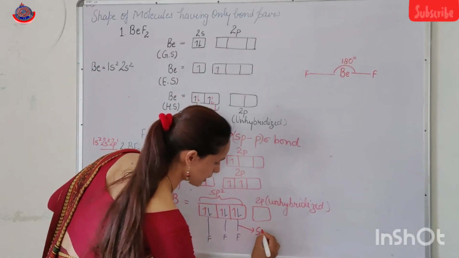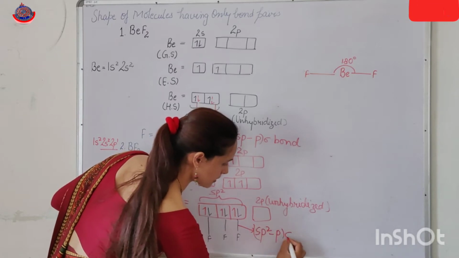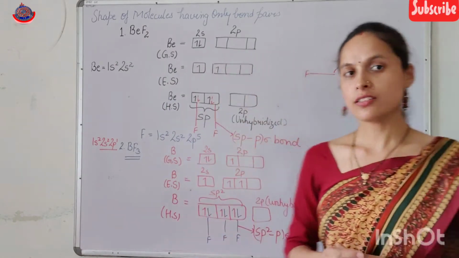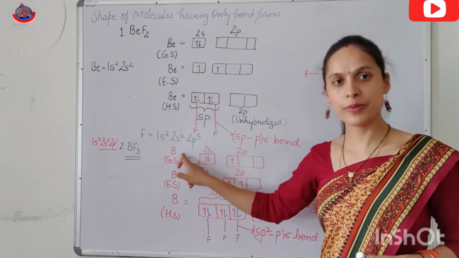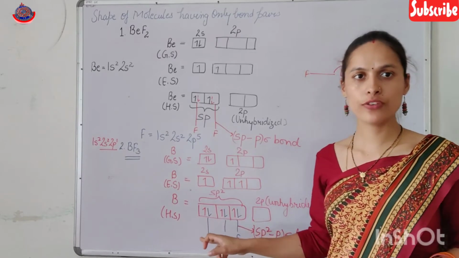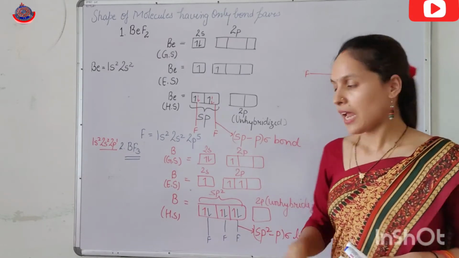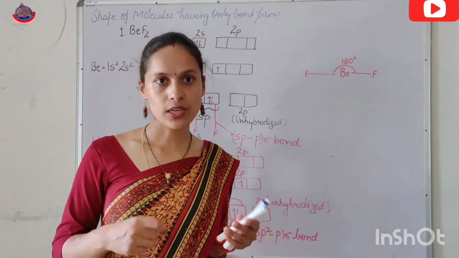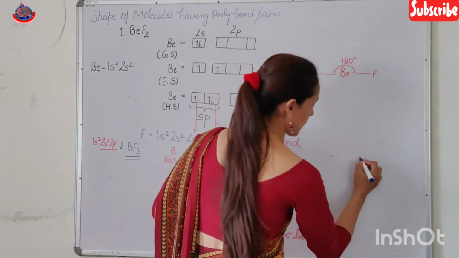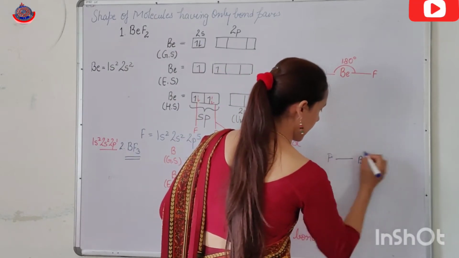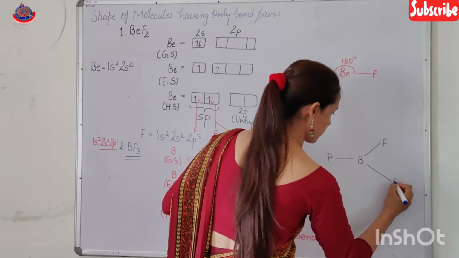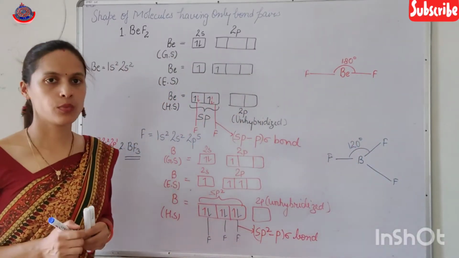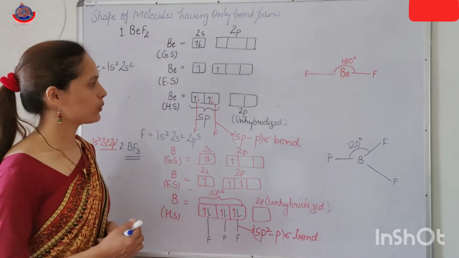And the name of these bonds is sp2-p sigma bond. Why sp2-p sigma bond? Because the sp2 orbital of B overlaps with the p orbital of F to form the sigma bond. And because the hybridization is sp2, the geometry should be triangular planar. So the geometry is BF3 with a bond angle of 120 degrees.